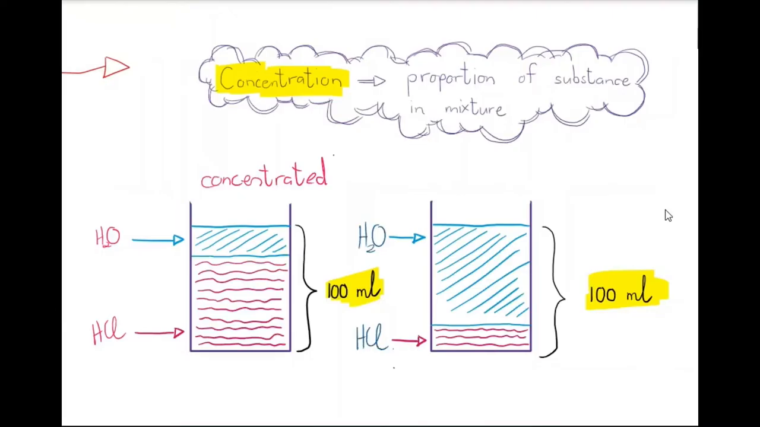So if you've got a lot of substance, a little bit of water, it is very concentrated. So the number of particles of that substance in that beaker or in that volume is very high. So the number of particles, so the proportion of the substance in the mixture. The proportion of that to water is a lot of that substance, HCl, and a little bit of water. Whereas in the other example, to the right-hand side, you've got a lot of water and very little acid.